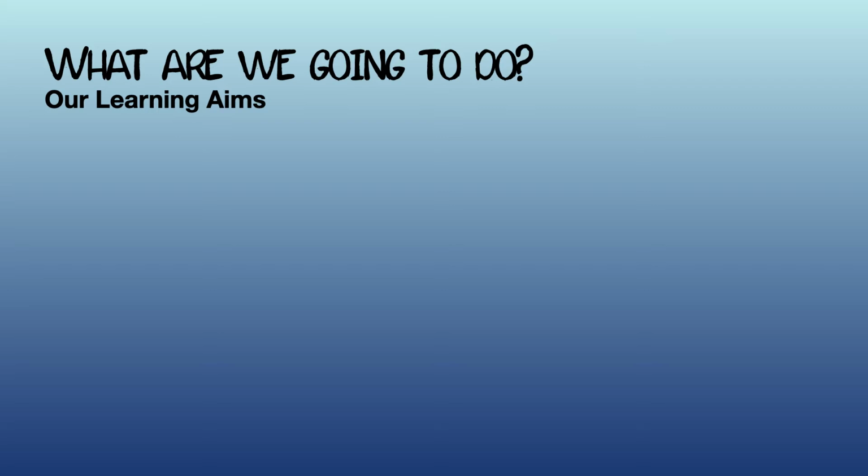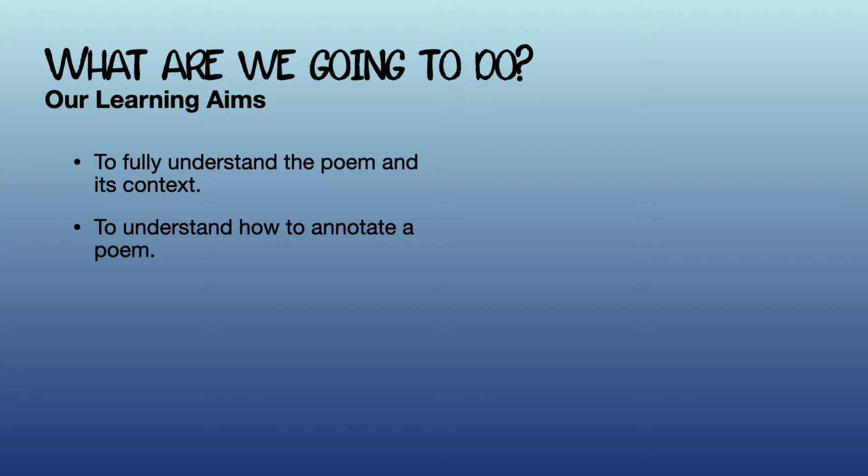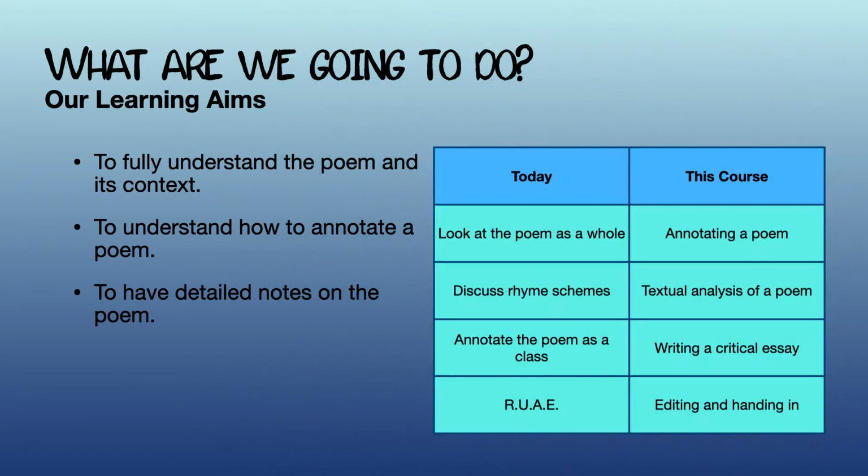Okay, our learning aims for today then are to fully understand the poem in its context, to understand how to annotate a poem, and to have detailed notes on a poem. And then the course will cover annotating a poem. You will then do a textual analysis assessment on the poem. You'll then look at how to write a critical essay and then how to edit and hand in.